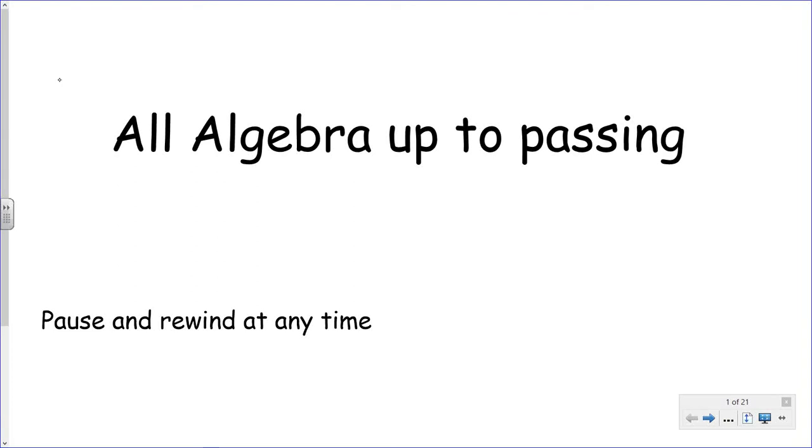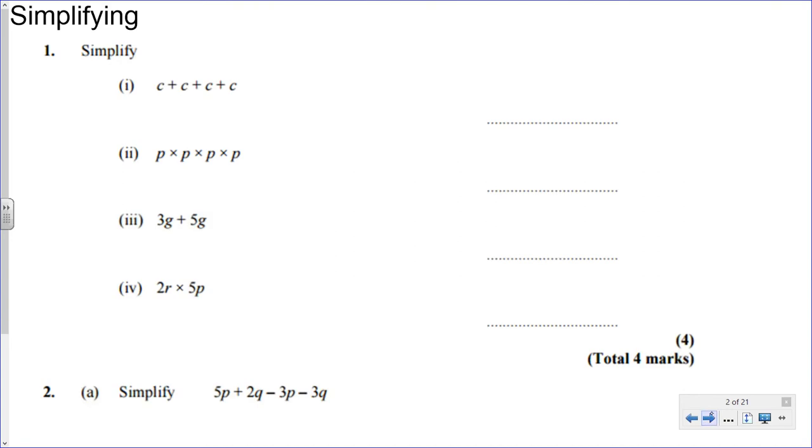In this video, I'm going to take you all the way through all the algebra questions up to passing at GCSE grade. So first of all, we need to simplify these expressions. So I'm going to add these c's together. There are 4 c's there. Here, I'm going to times these p's together, and there are 4 of those, so that's p to the power of 4. Now, a lot of people get these two types mixed up.